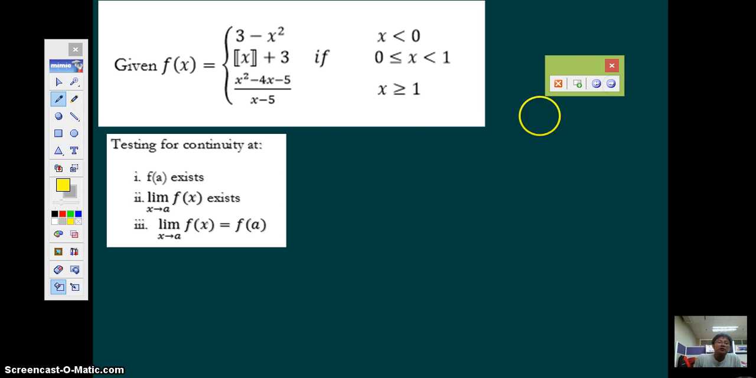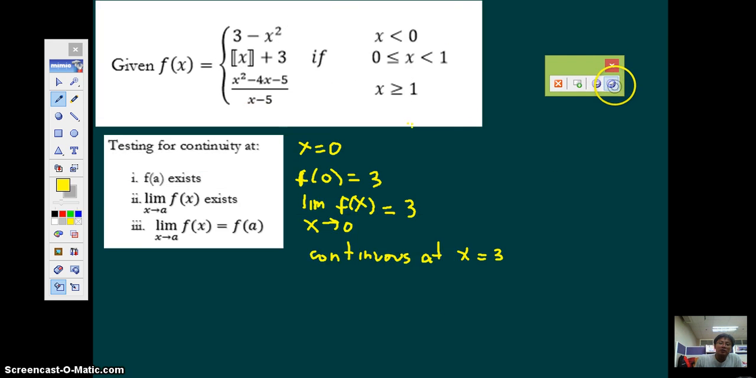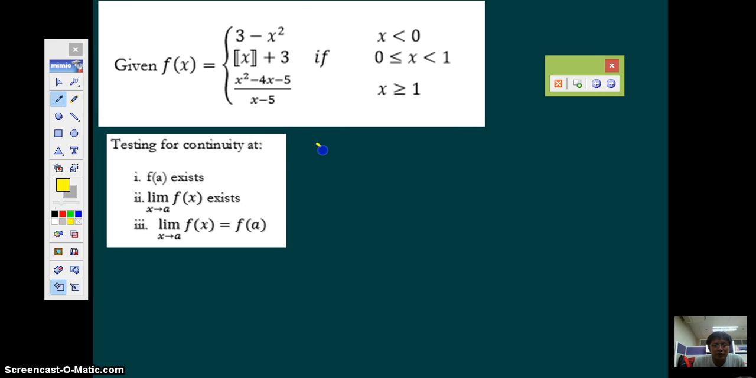Next, checking for continuity at the next possible point, which is x equal to 1. Testing for continuity at x equal to 1. What is f of 1? We have to use the third condition because x is greater than or equal to 1. Then we can substitute 1, no problem. So it's 1 squared minus 4 times 1 minus 5, over 1 minus 5. 1 squared minus 4 is negative 3, minus 5 is negative 8. 1 minus 5 is negative 4. So negative 8 over negative 4 would be positive 2.